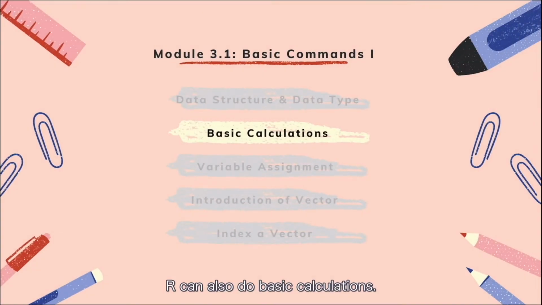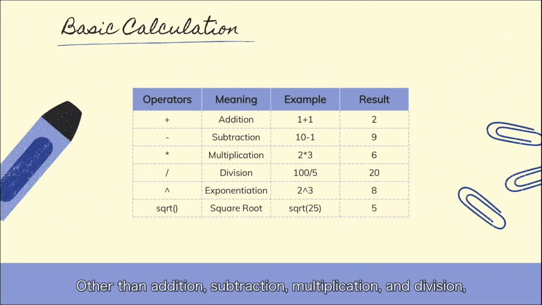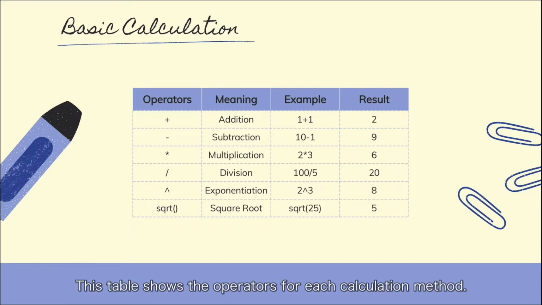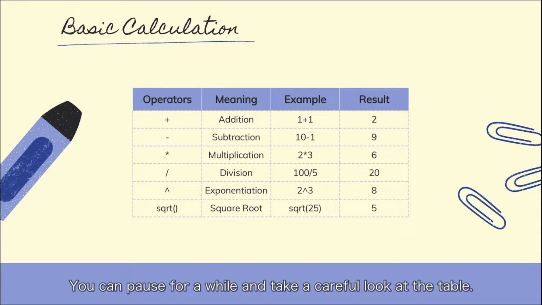R can also do basic calculations, other than addition, subtraction, multiplication, and division. You can also carry out exponentiation and square root with R. This table shows the operators for each calculation method. You can pause for a while and take a careful look at the table.